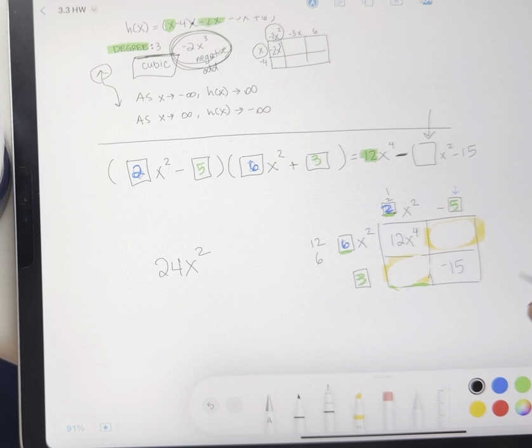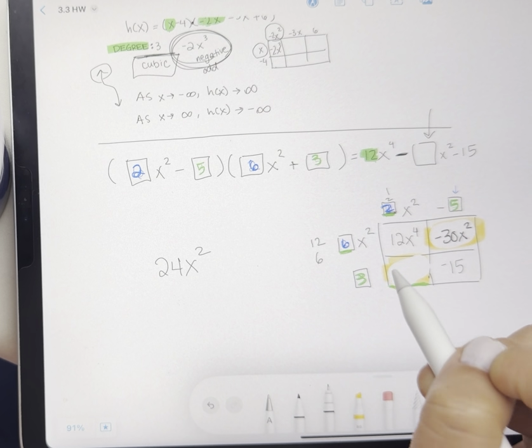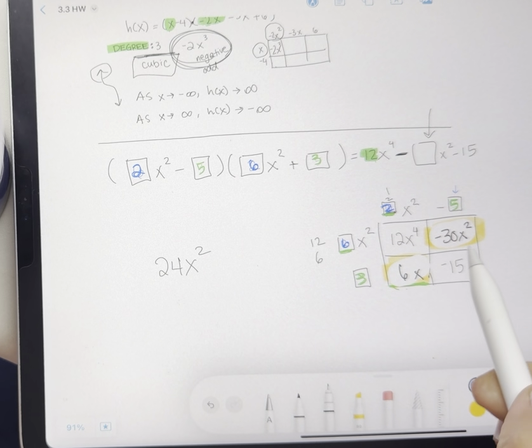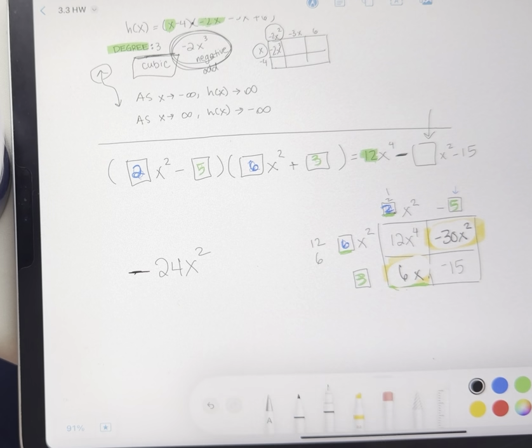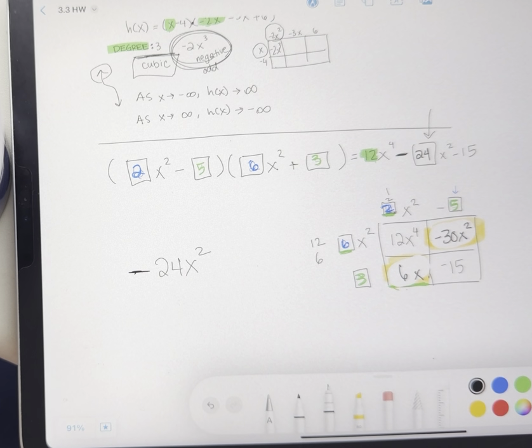Now 6x squared times negative 5, there's my negative 30. And then 2x squared times 3, there's my 6x squared. And so now when I add them, I get negative 24x squared, which means I can just put 24 right here and I'm good. Now there's lots of different answers. Like if we had done 12 and 1 or 3 and 4, there's so many different possibilities. This is not the only right answer, but it's a right answer.